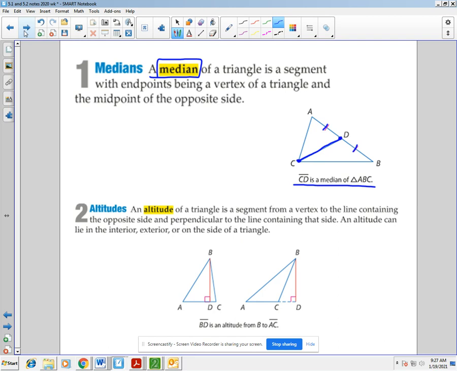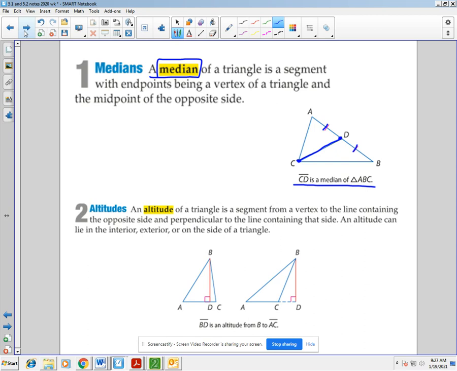Again, a median of a triangle is a segment with endpoints being a vertex of a triangle and the midpoint of the opposite side. Now, the last definition is the altitude, okay? When you talk about area of a triangle, many times the teacher would say area equals 1/2 base times height.